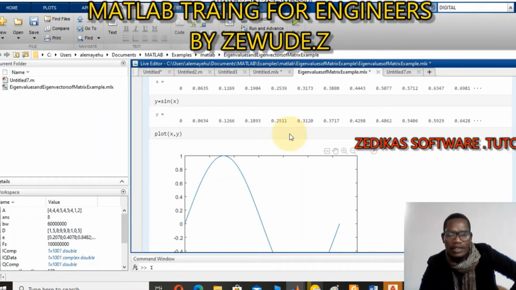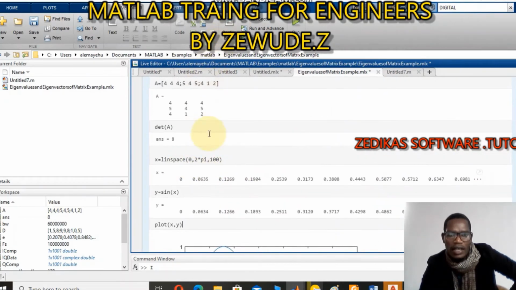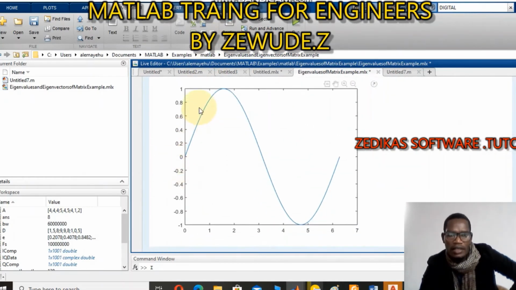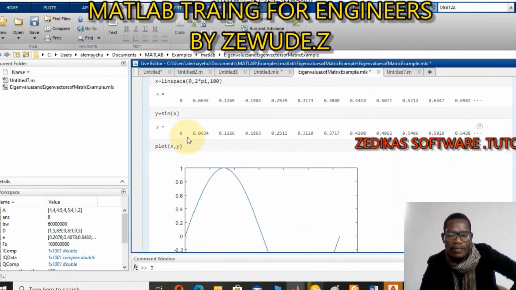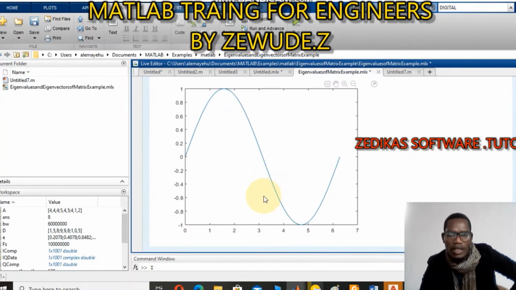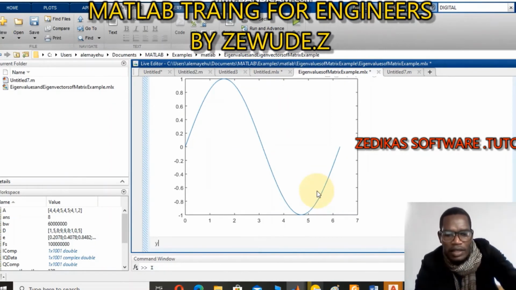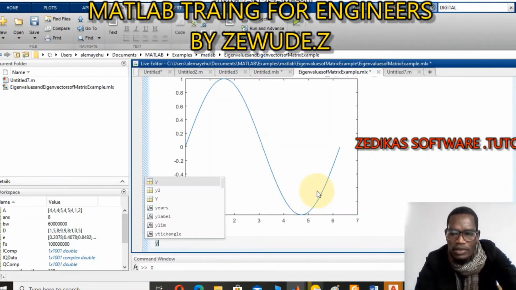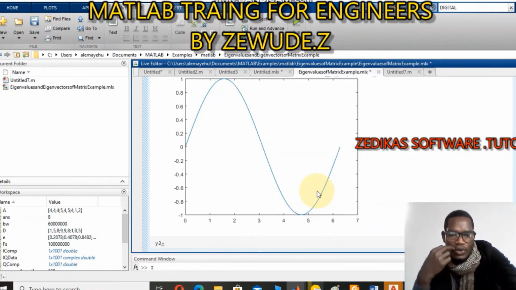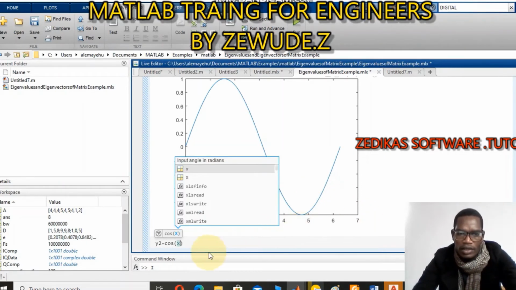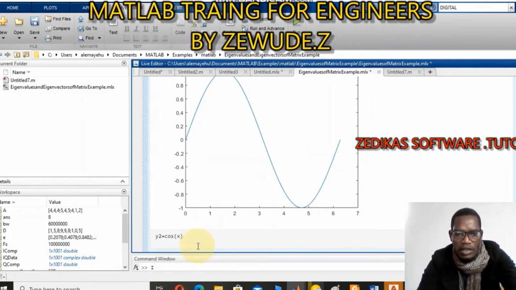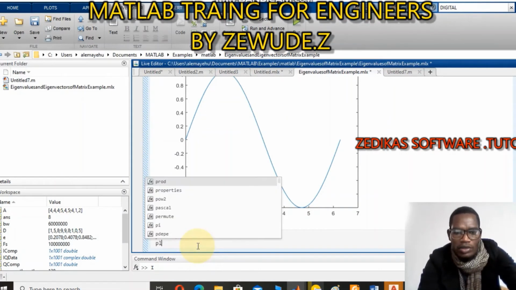For this particular graph, the x is starting from 0. Here is the x value, starting from 0 up to 100, and the y value is starting from 0 up to this number. And again from here, let's say y2 is equivalent to cos x, cos x. Now let's plot the two graphs.